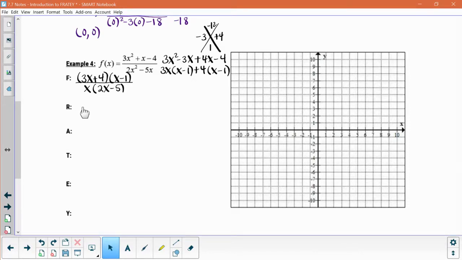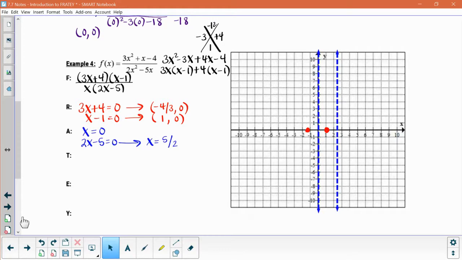So now I'm going to set my numerator equal to 0. That gives me 2 x-intercepts, one at -1 and 1/3 and one at +1. I'm going to have 2 vertical asymptotes, one at x equals 0 and one at 2x minus 5 equals 0, which is x equals 5/2. Again, we're not dealing with tangency or togetherness today, so I have no twins, no tangency, no togetherness.